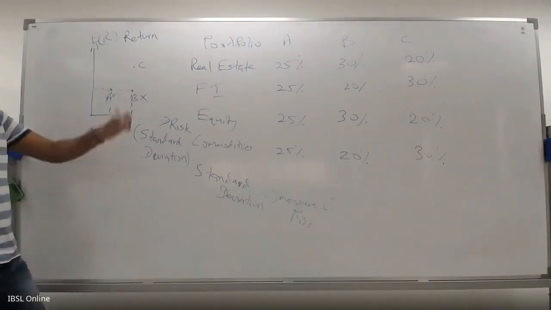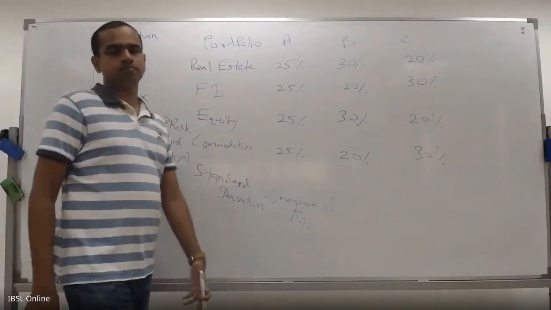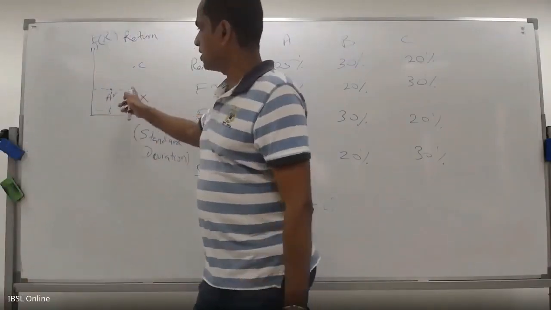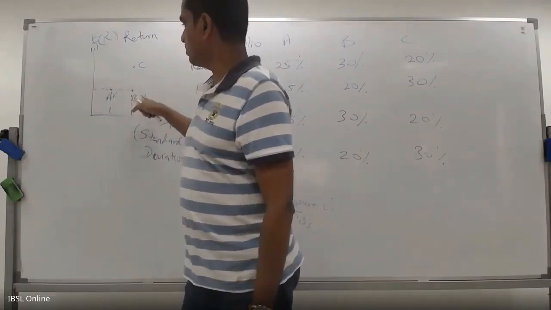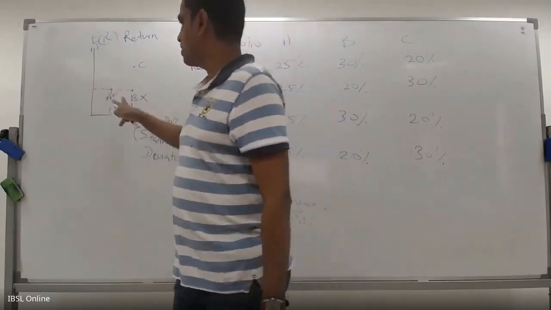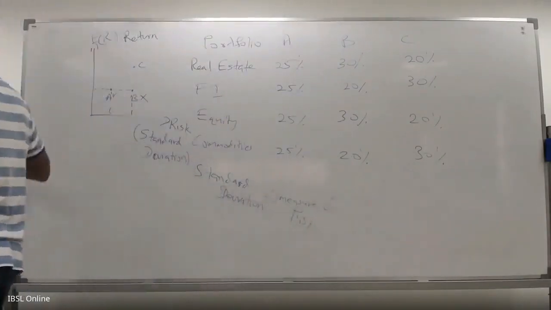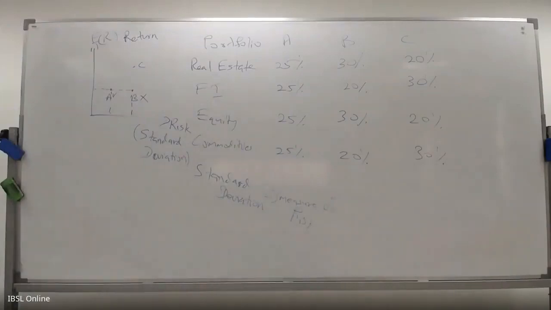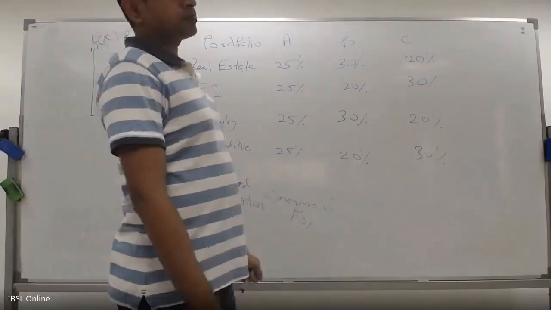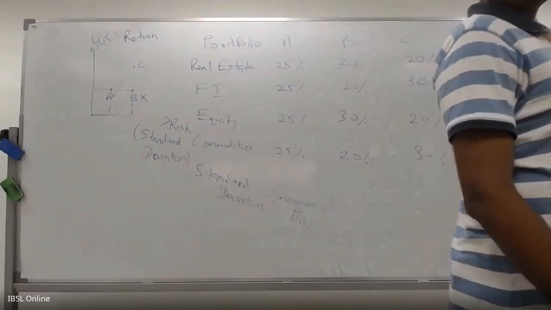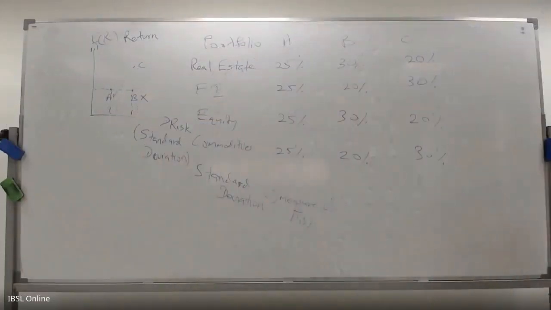So what about B and C? Because A and B give you the same return, A has low risk, B has higher risk. So between A and B, you select the same return, you go for the portfolio which gives the low risk. And so it's A. Between B and C, which one will you prefer?